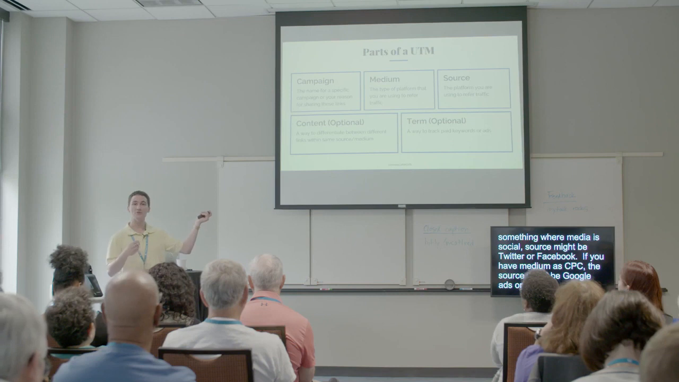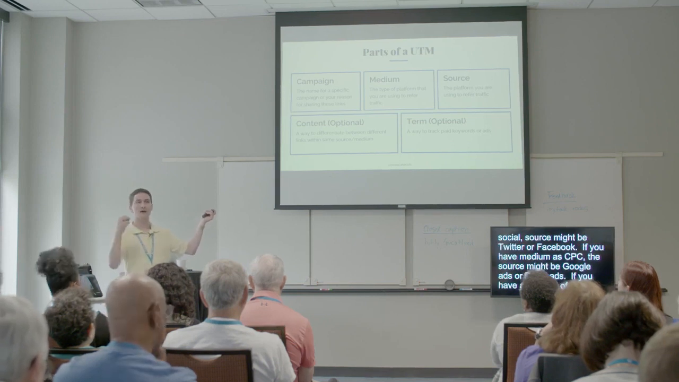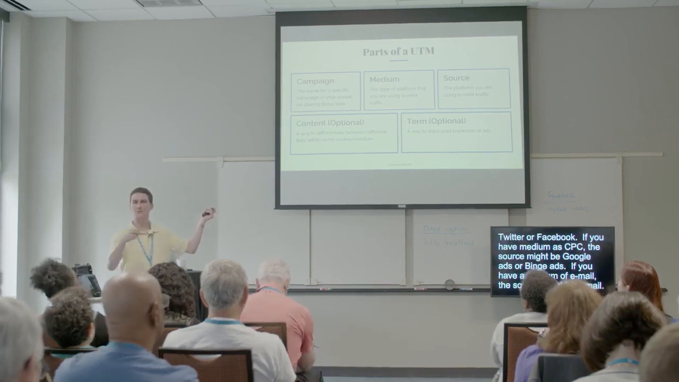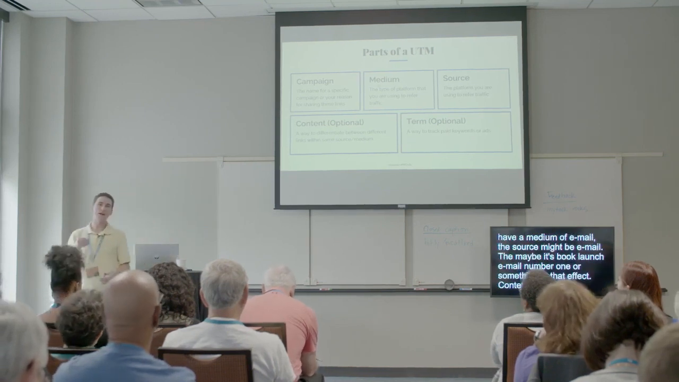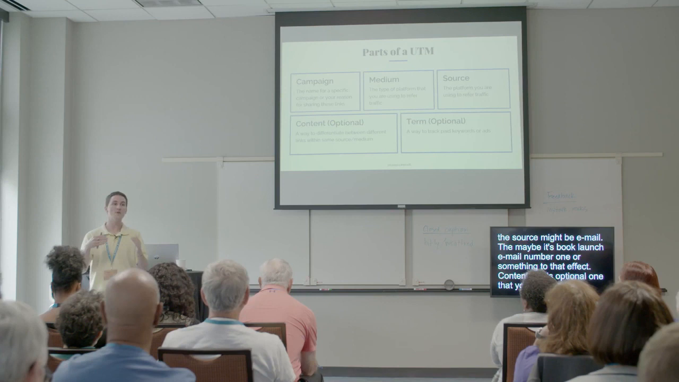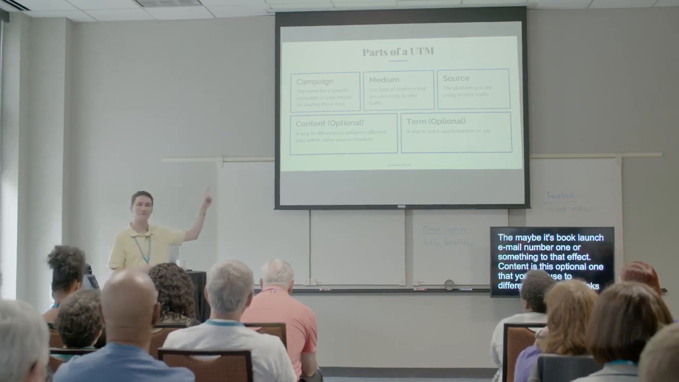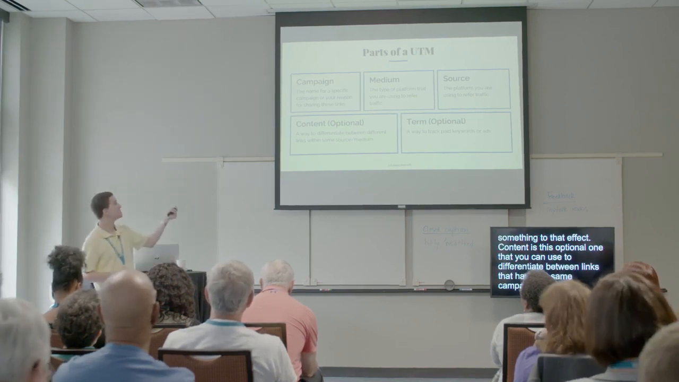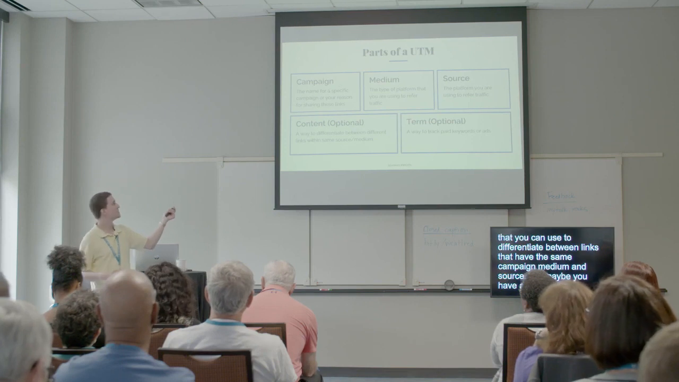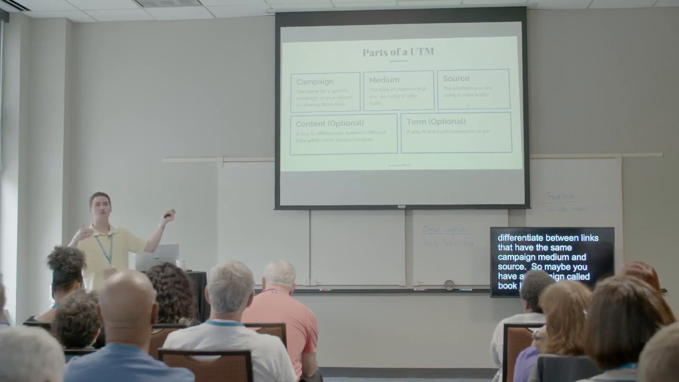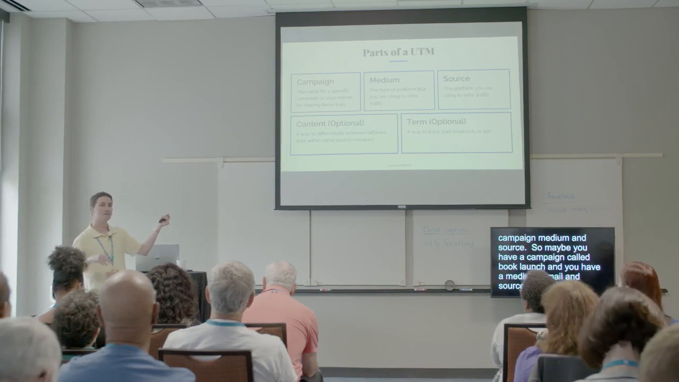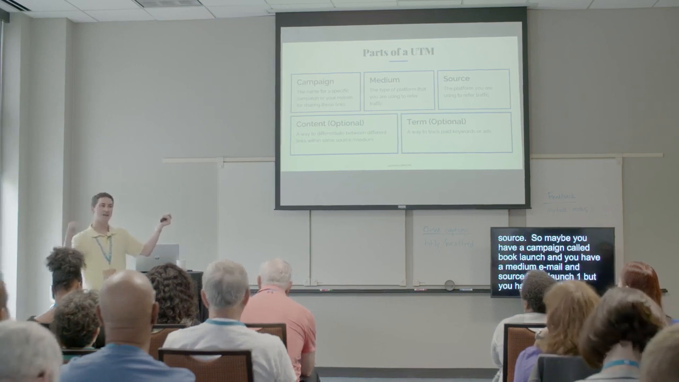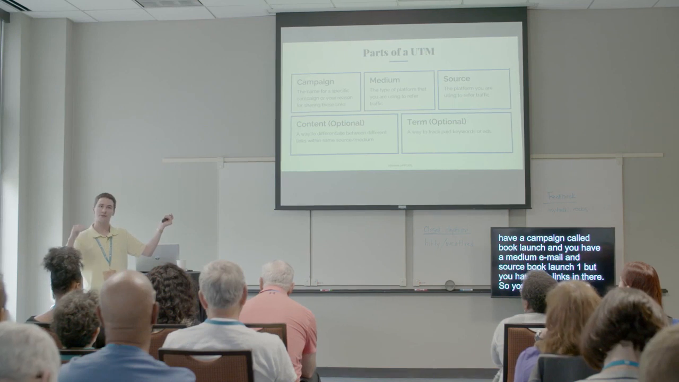If you have a medium of email, the source might be the exact email. So maybe it's book launch email number 1 or something to that effect. Now, content is this optional one that you can use to differentiate between links that have the same campaign, medium, and source. So maybe you have a campaign called book launch, and then you have a medium of email, and you have a source of book launch email 1. But you have 2 links in there. So they'll both have the same thing. So you can use content as link 1 and link 2. So you can see the data that's different between those 2 links.